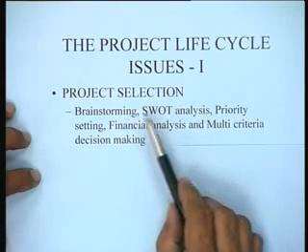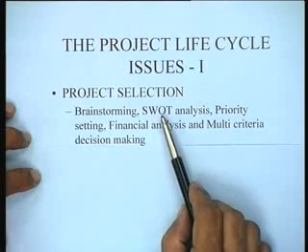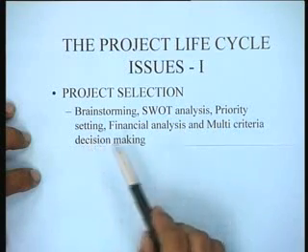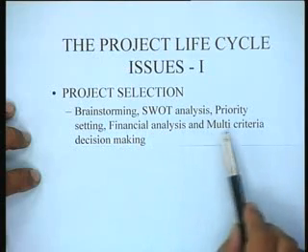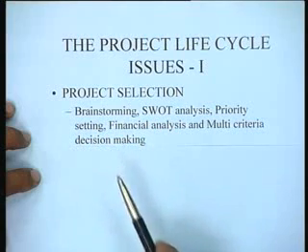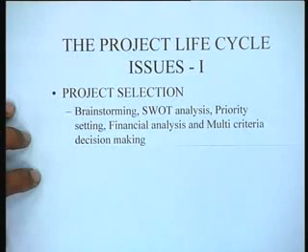Now let's try to see what kind of issues and what kinds of techniques we use in different stages of the life cycle. In the stage of project selection, what are the kinds of issues and how do we handle them? We have to resort to brainstorming. We use a strength, weakness, opportunity, threat analysis. We do priority setting. We have to do a financial analysis and multi-criteria decision making. So you are basically dealing with these issues and you have a variety of tools to deal with these kinds of issues.